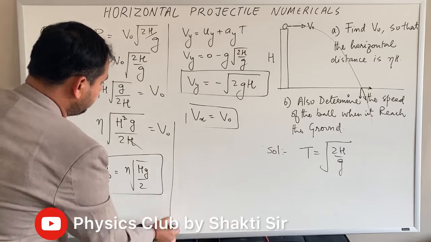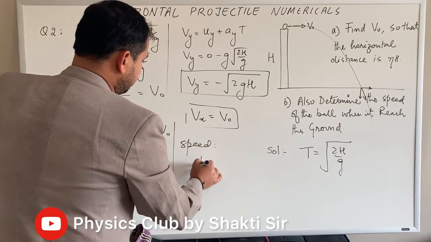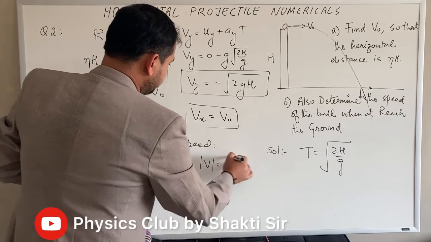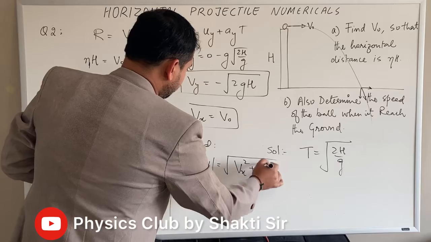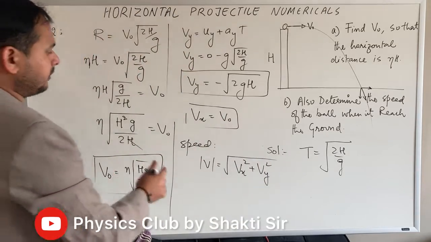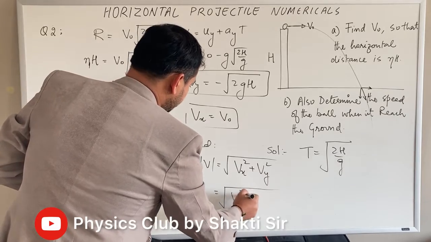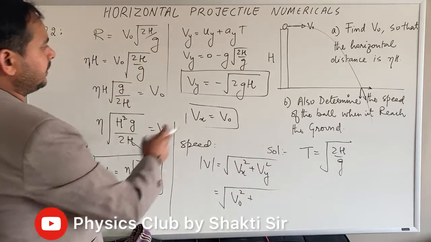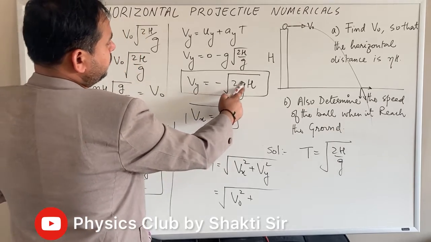So we can calculate the final speed. The final speed can be written as the root of vx square plus vy square. We can put the values. The x component is v naught square, and the y component is the square of this term, which comes out to be 2gh.